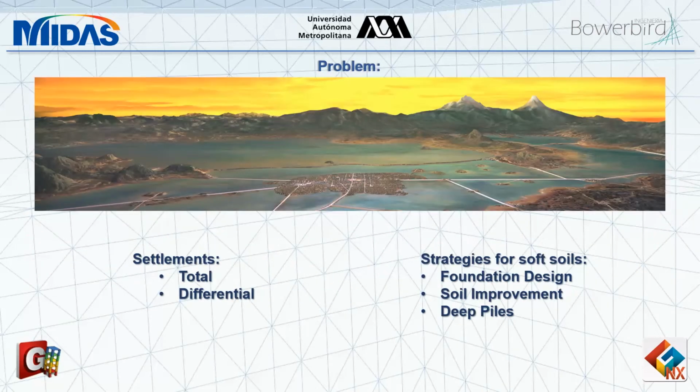So this research paper's focus is actually related to a local problem in the Valley of Mexico City. In this case, their main issues have to do with total settlement long term. I think the stat is like half a foot per year in some cases, as well as the differential settlements. And so they look at cases for improving these conditions in soft soils by either improving the foundation design, doing some sort of soil remediation, soil improvement, draining, as well as having to use essentially deep piles.